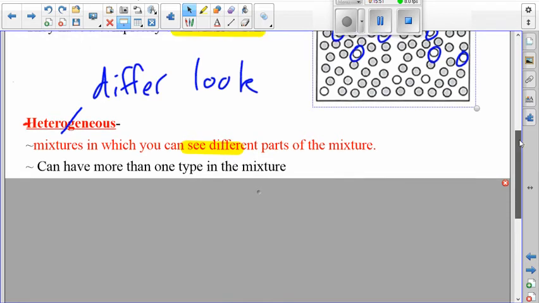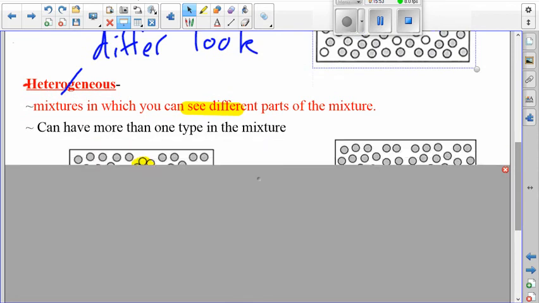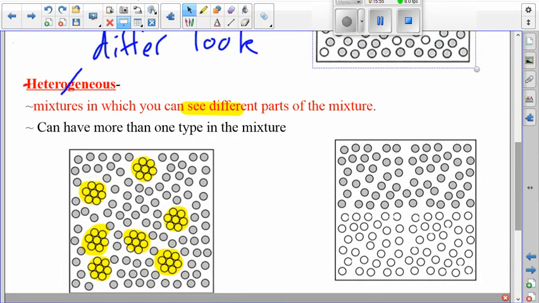So, for example, these two pictures here. Do you see how you have these highlighted big chunks of atoms? You can really see those in the mixture, okay? Those aren't hidden throughout. You can see the different parts. Or, for example, you have all these white atoms on the bottom and all these gray atoms on the top. They're in the same container, so they're a mixture, but they look different. They look different when you look up top versus the bottom. That's heterogeneous.